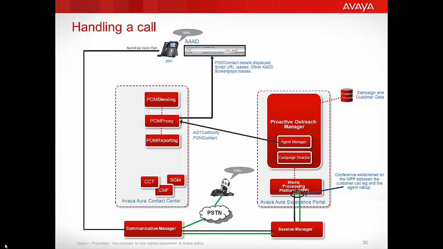When it comes to reporting on that call, the POM proxy will relay the call notify to the POM reporting service on AACC Multimedia. The POM reporting service will translate those messages to EB messages like local call arrived, etc., and these are sent into EB in order to populate the AACC reporting.